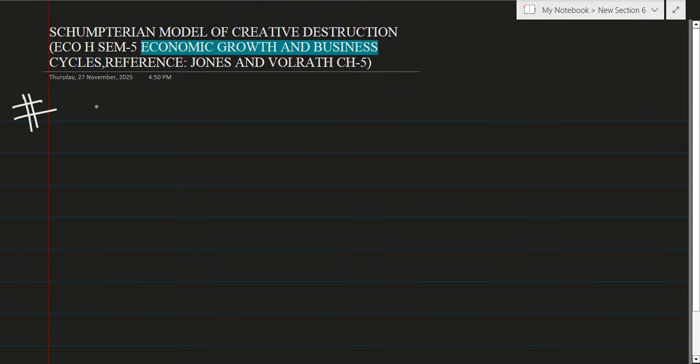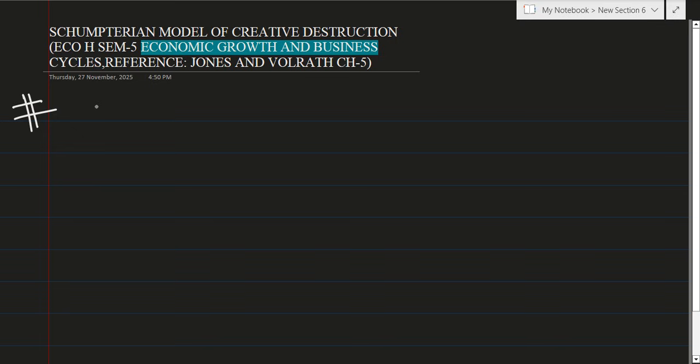Okay, so today we will study the Schumpeterian model of creative destruction, which is specifically for Economics Honors Semester 5, economic growth and business cycles. We have the reference of Jones and Vollrath, chapter 5. You must have studied the Romer model and Solow model before that. Study those models first, then only you can build the foundations and the basic insight about what Schumpeter wanted to prove or offer any insight about destruction and innovation and growth in the economies through this model.